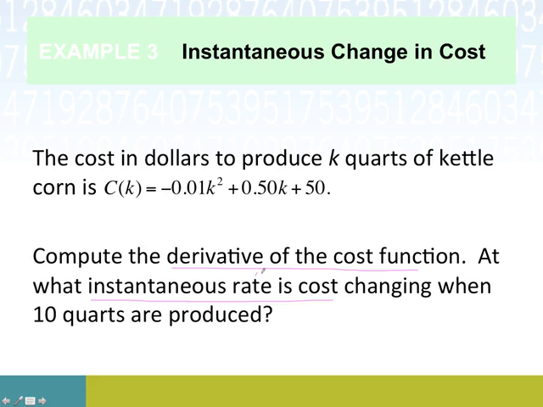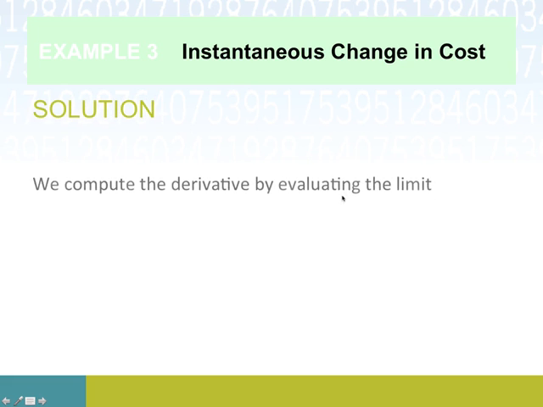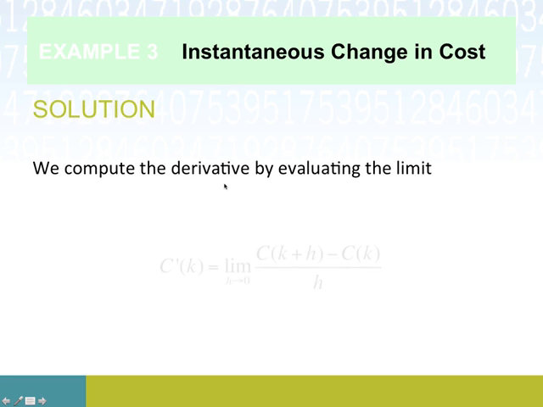So I could even write these are equal to one another. So at what instantaneous rate is cost changing when 10 quarts are produced? So we're going to find some instantaneous rate thing, and then we're going to figure out what it looks like at, I think, k equals 10, since k is how many quarts we produce. So we can figure out the derivative.